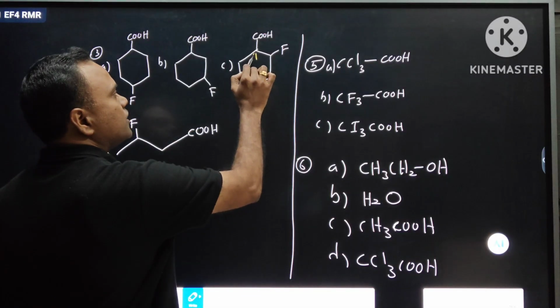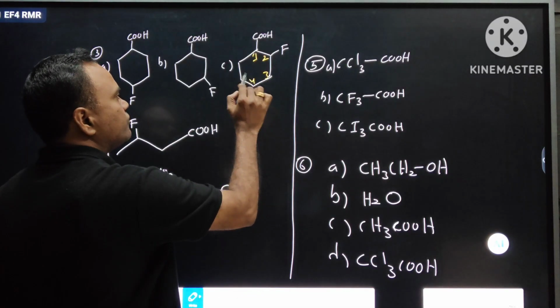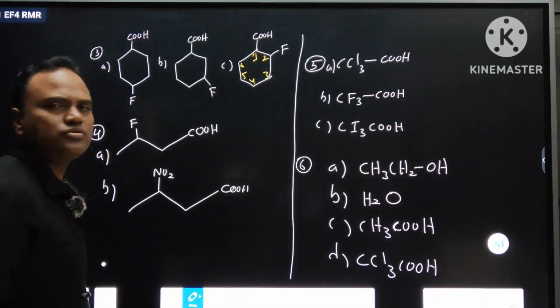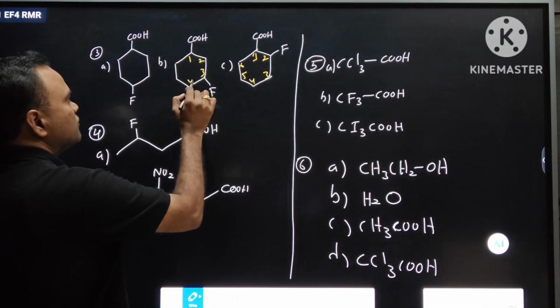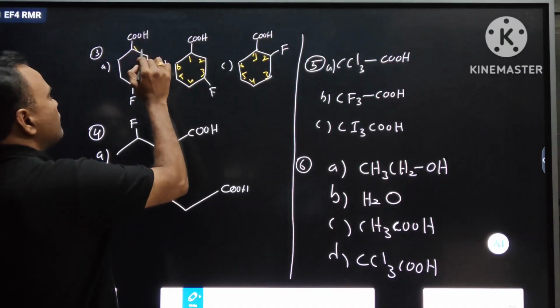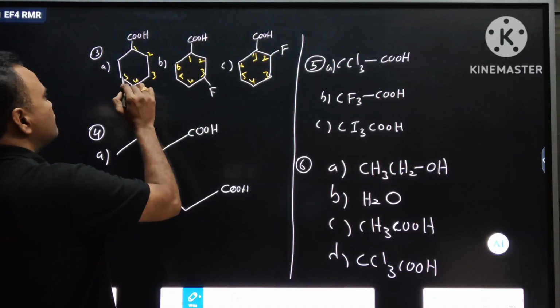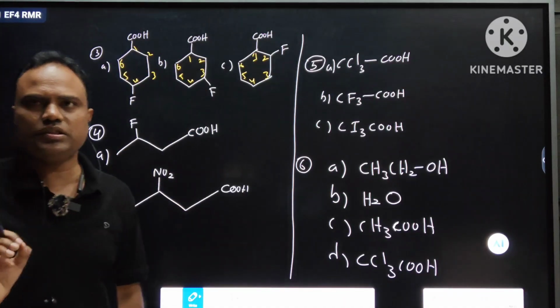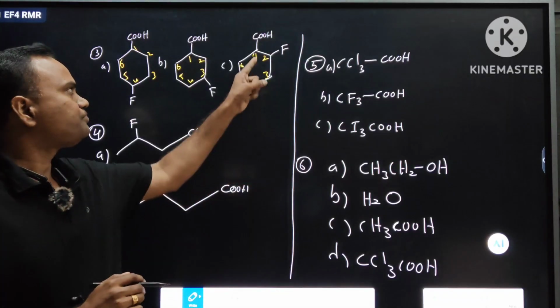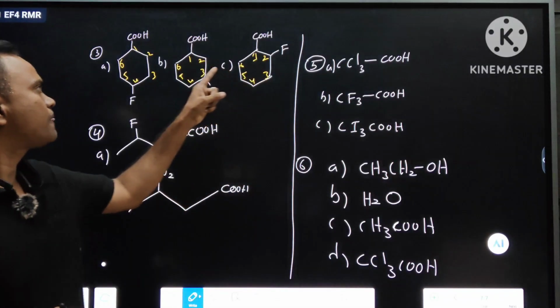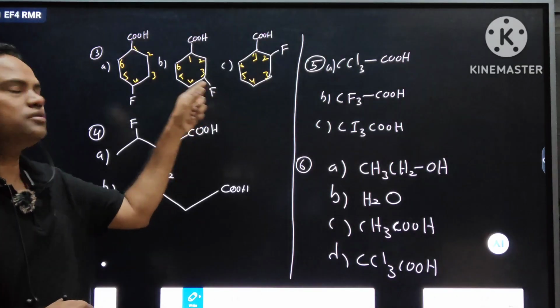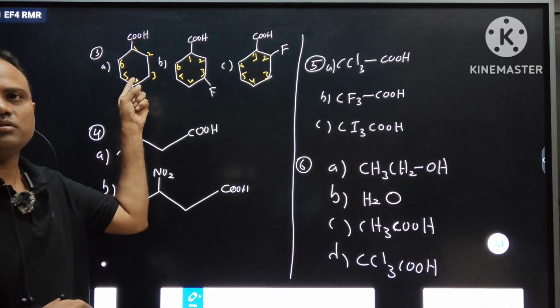Give the positions 1, 2, 3, 4, 5, 6. New students, see, first I am giving the positions 1, 2, 3, 4, 5, 6. See the position of the minus I. Here minus I is closer to the COOH. Here minus I is a bit away. Here minus I is far. Right?